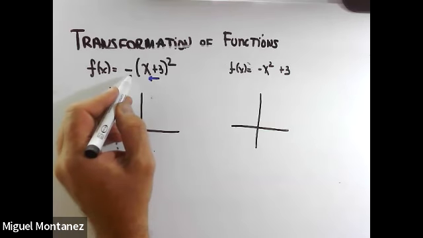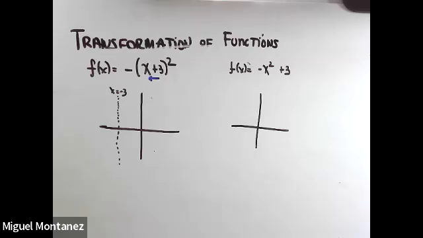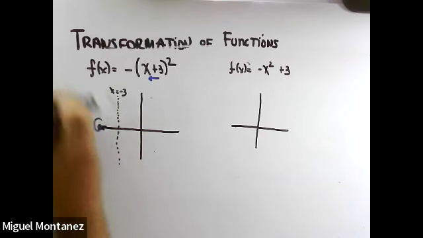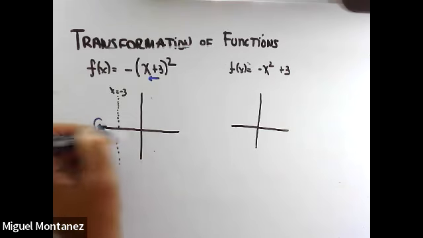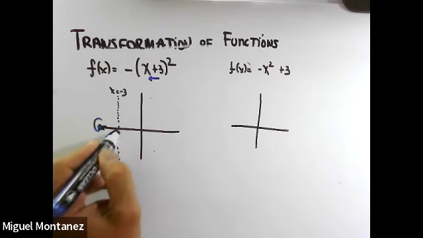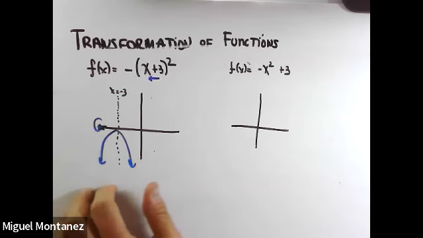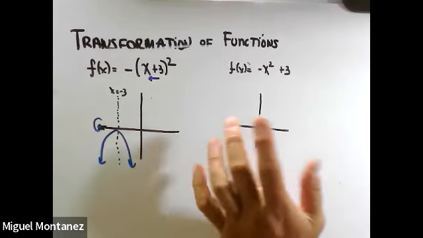But this negative is outside, it's affecting the output, so we reflect in terms of the x. So the inner parabola is opening upward, so now we'll be facing down. Remember, the domain stays the same, the range changes from -infinity to 0.